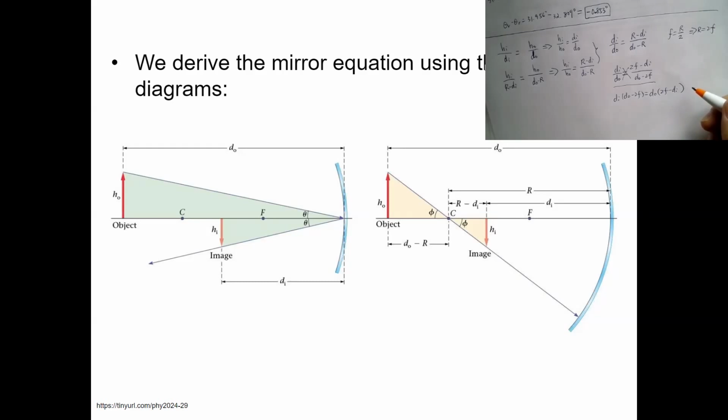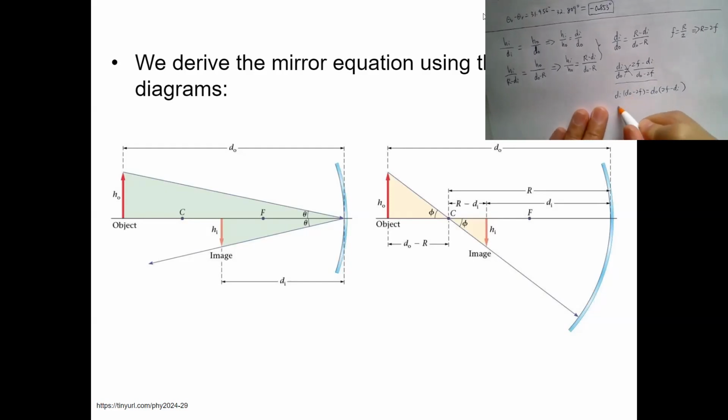All right, cross multiply, basically multiply both sides by the denominators from the left, and then multiply by the denominator from the right. Okay, that's what cross multiplication does. So if you are doing this, then on the left hand side you have DI DO minus twice F DI equals twice F DO minus DO DI.